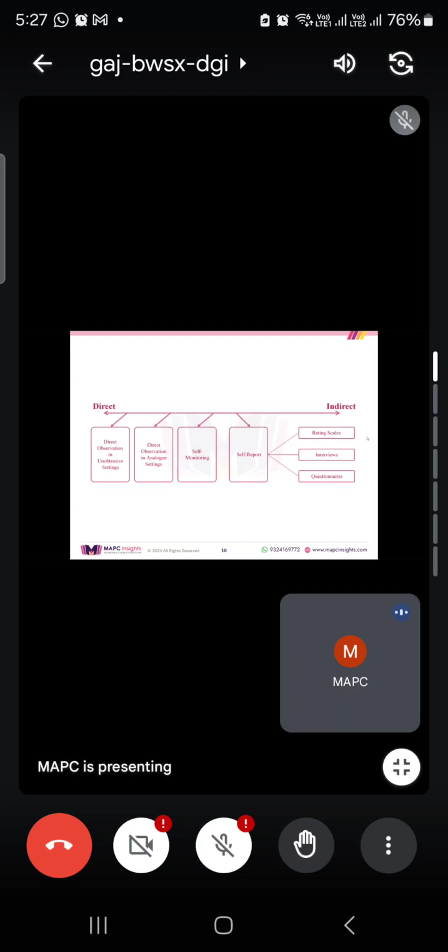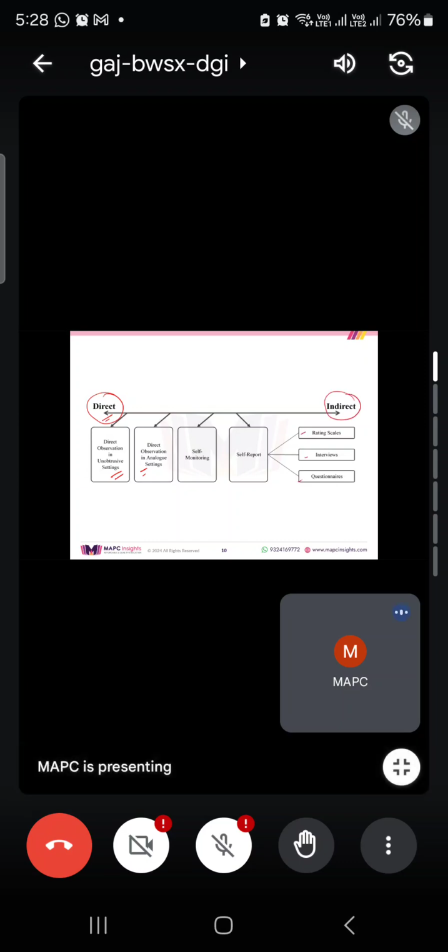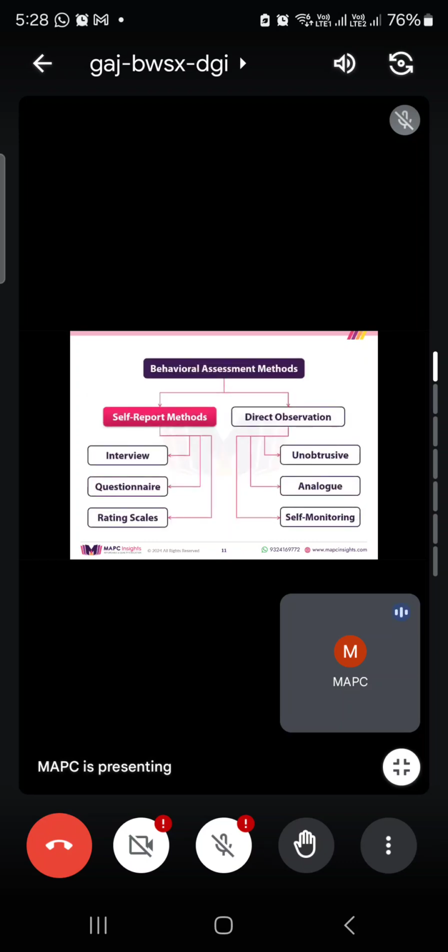So you can see here, the pink color is a bit lighter. Let me change this to the dark one so that you can see it clearly. Yes. See, this direct observation, natural setting, and analog setting is like a direct assessment, and self report, rating, interview, questionnaire, they are like an indirect assessment. So we'll see the self report, then we'll see interview, questionnaire, and rating scale, and then we'll shift to this side.